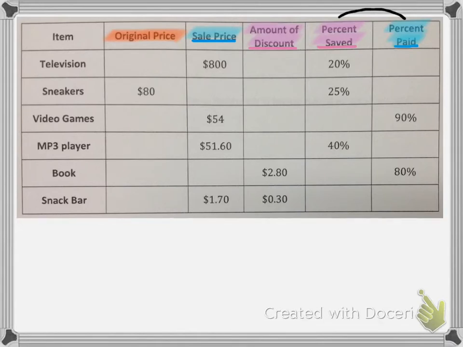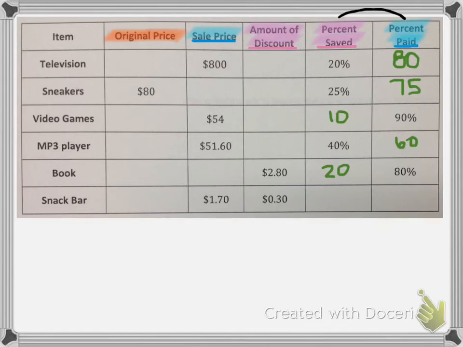Let me get maybe this green. 20% is the amount I saved, so the amount that I pay would be 80%. If I save 25%, then I would pay 75%. If I pay 90%, I save 10. If I save 40, then I pay 60. And if I pay 80, then I save 20. Notice how each one of these pairs adds to be the whole thing, or 100%.